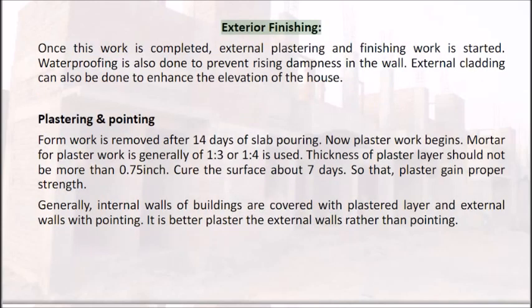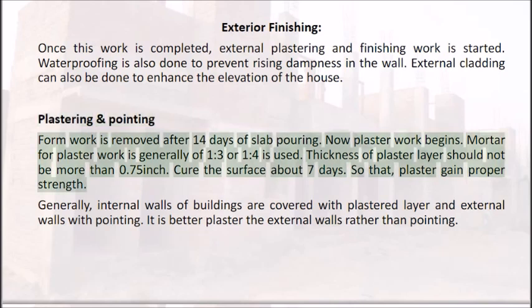Exterior finishing. Once this work is completed, external plastering and finishing work is started. Waterproofing is also done to prevent rising dampness in the wall. External cladding can also be done to enhance the elevation of the house. Plastering and pointing.